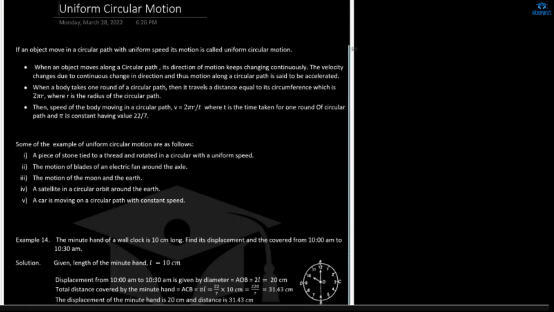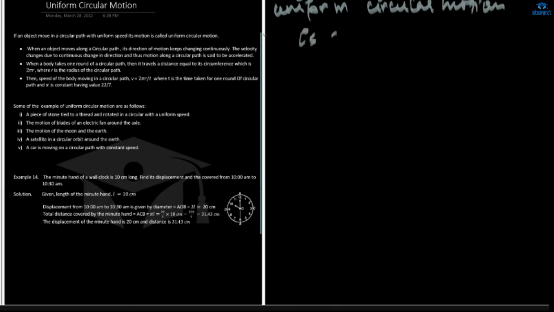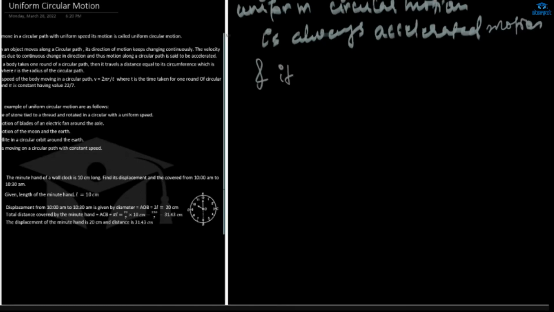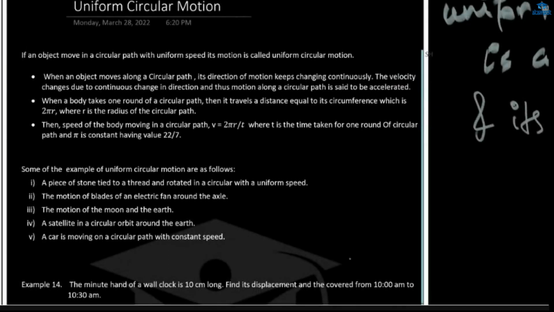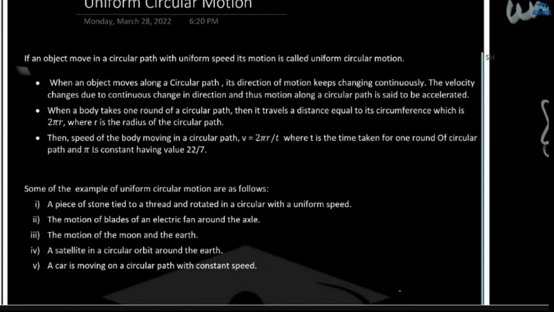Okay, so we have already discussed something about uniform circular motion. Uniform circular motion is always accelerated motion, and it's non-uniform motion. Let's see what is written here. If an object moves in a circular path with uniform speed, its motion is called uniform circular motion. Only if the motion is uniform can we say that the circular motion is uniform.